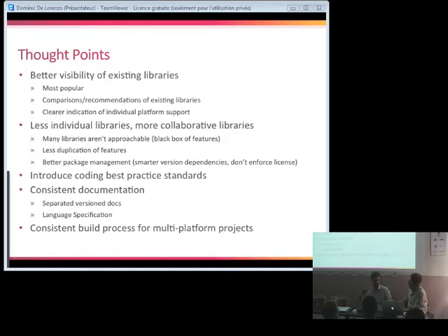I think a really important thing is to look at how we can define some best practice, coding standards. Obviously, we've got different people coming from very different backgrounds, very different functional and object-oriented backgrounds, ways of doing things. So maybe it isn't a single standard, but maybe a set of standards.